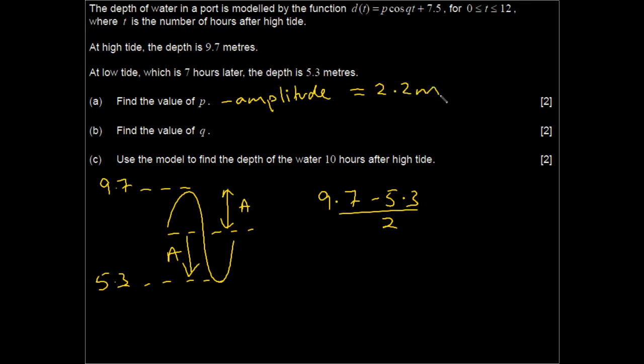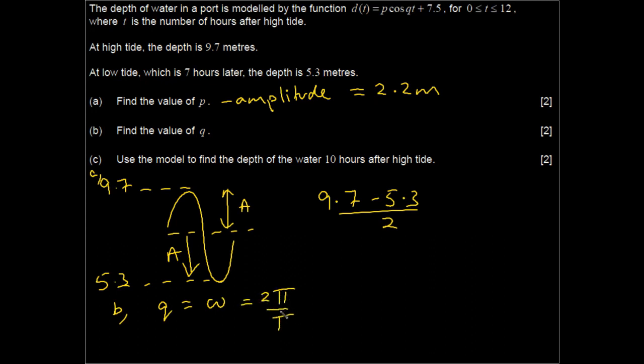All right, next it says find the value of Q. So that was part A, so now part B, Q. Q is going to be the angular velocity. So Q is basically going to be omega. So Q is going to equal omega, which is going to be 2 pi divided by the time period.